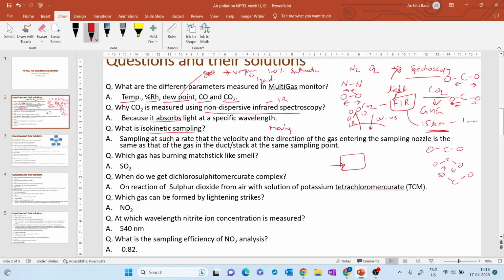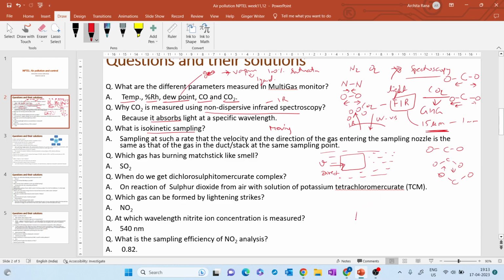So the principle of isokinetic sampling is that the velocity and the direction of the gas in the chamber, or of the air which the instrument is sucking, will be the same as that of the surrounding. So it should be same.